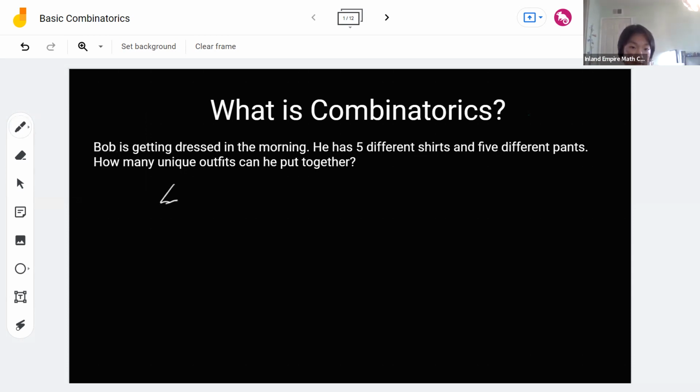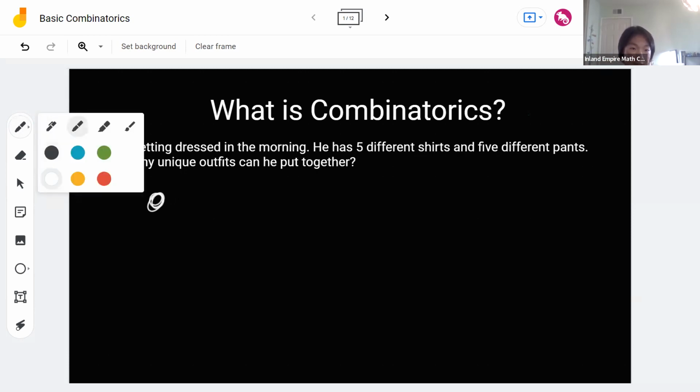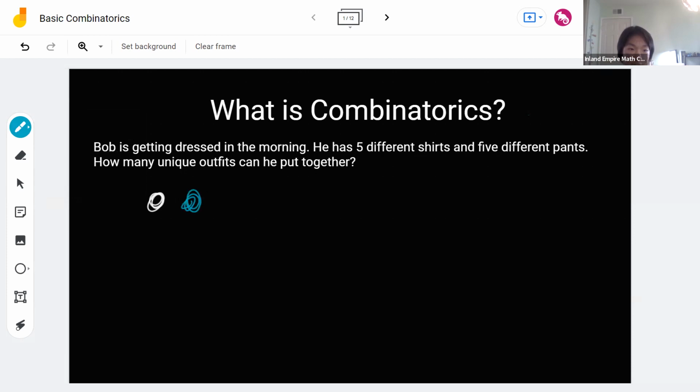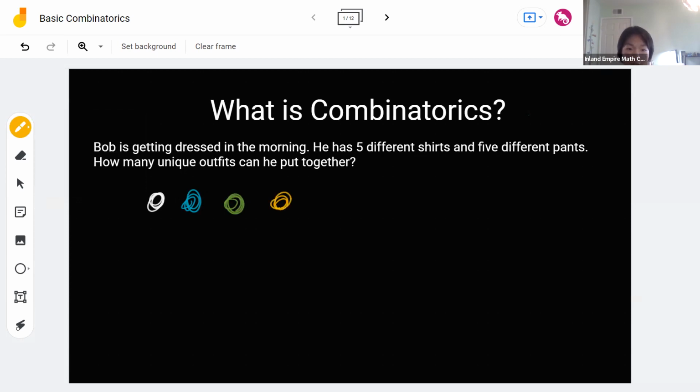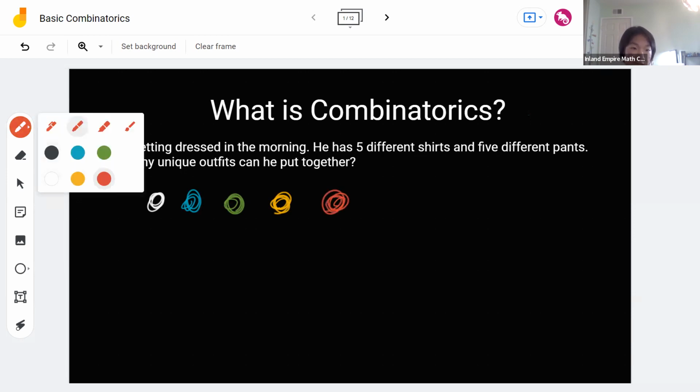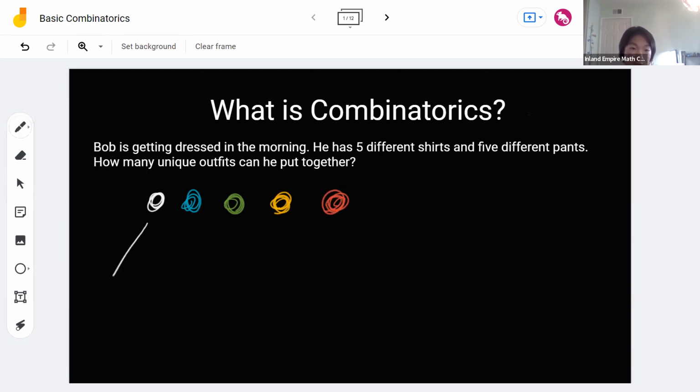I'll just draw circles for now. You can just draw shirt 1, shirt 2. So we have white, blue, different shirts. For each one of these shirts, we have 5 different options for pants, right? So that's why we have 5 times 5 here. If I were to draw all these different shirts and branch them out, this one would have 1, 2, 3, 4, 5 different pairs of pants, and the same thing would be for each one of these.